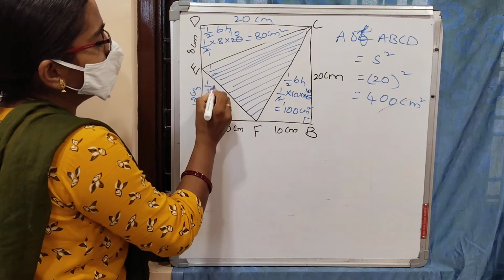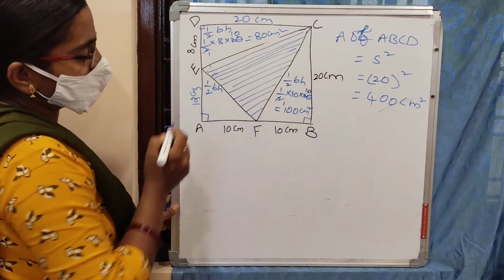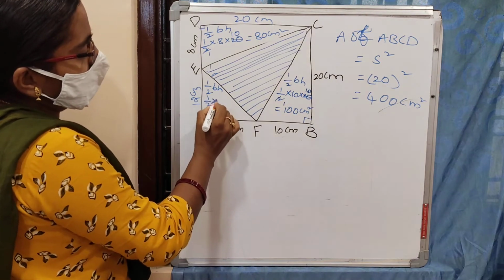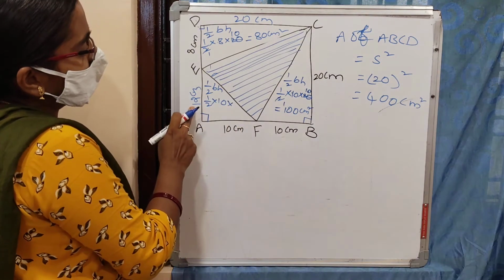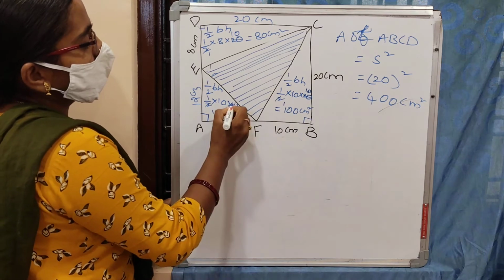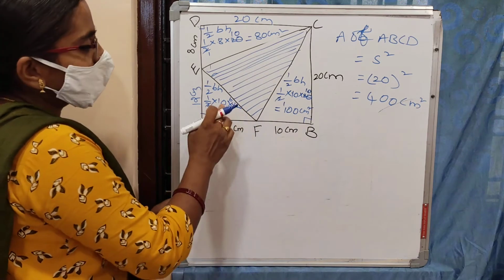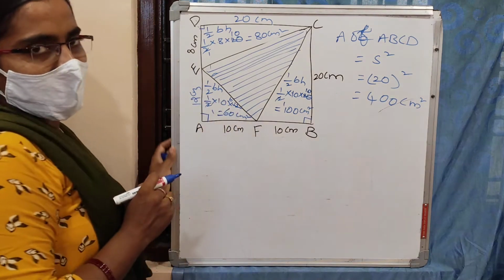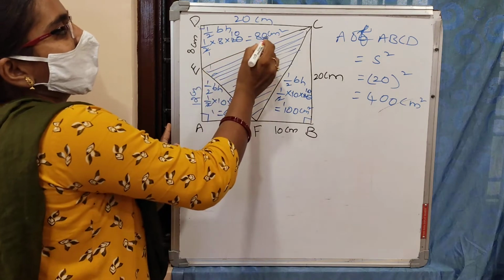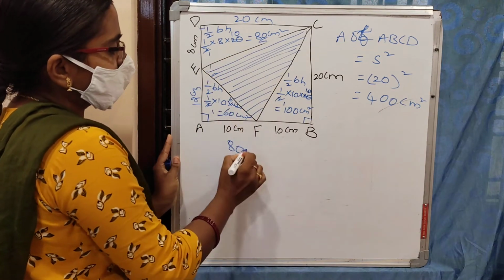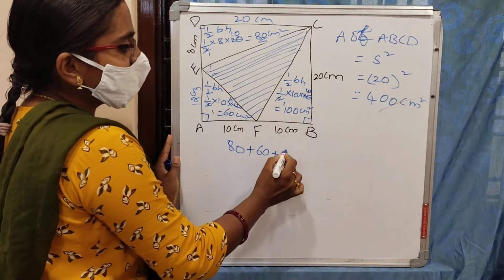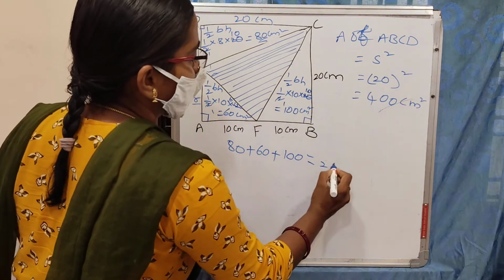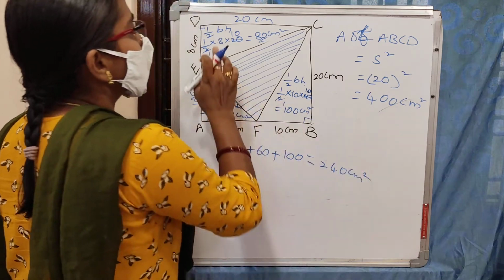Next come here AEF. AEF half into base into height. This is a square, so this is also 90 degrees. So here half into base 10 into height is 12 centimeter. 2 ones are 2, 2 sixes are 12. So 10 into 6 is 60 centimeter square. Then add all these three triangles. This is 80 plus this is 60 plus this is 100. So total is 240 centimeter square.